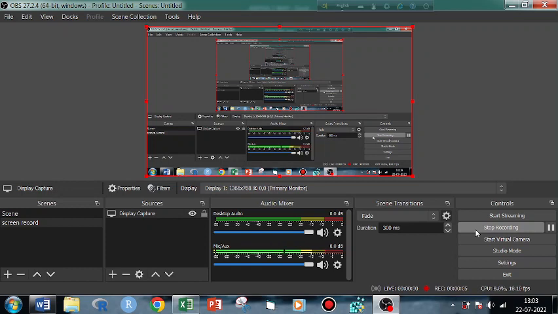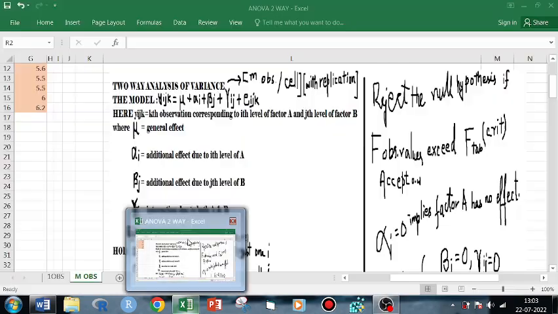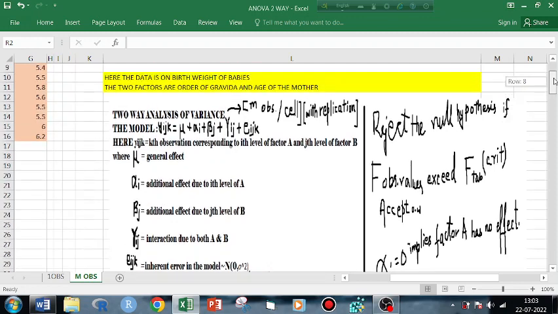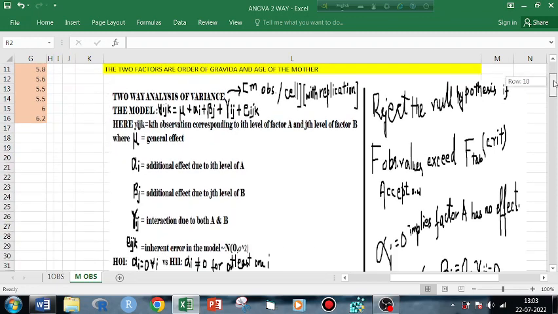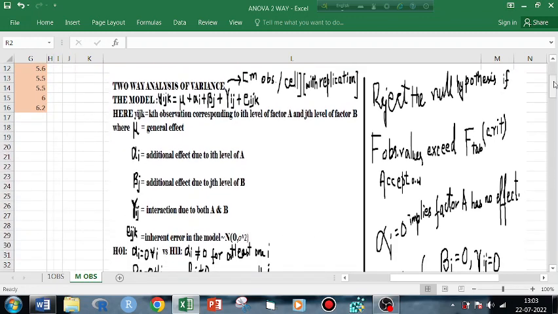In this session, I will be discussing the two-way analysis of variance with more than one observation per cell using MS Excel. Now, just have a look at a bit of the theory which is working in the background. The two-way ANOVA model is like this.